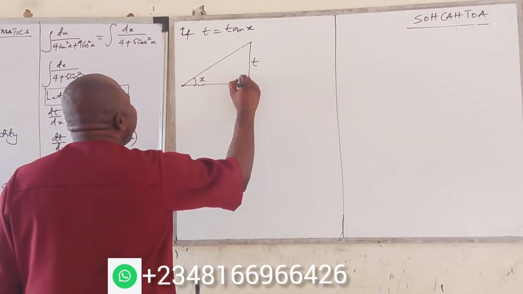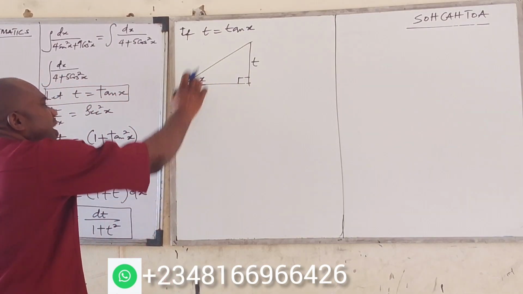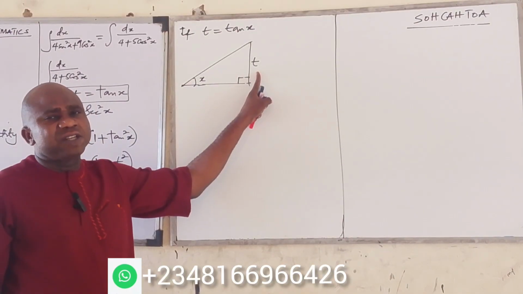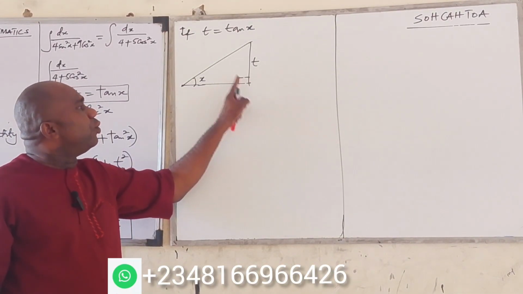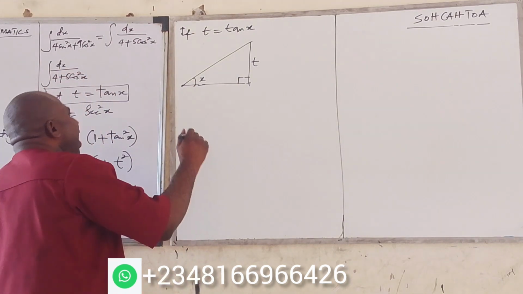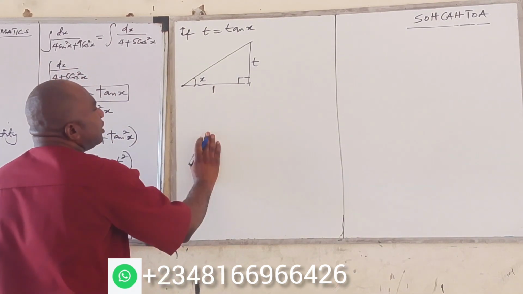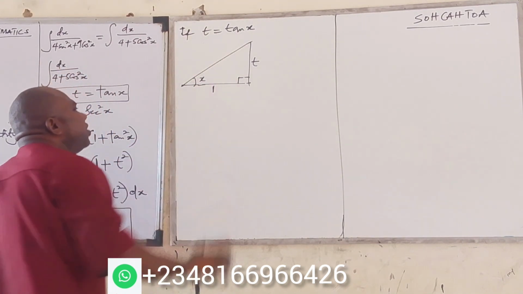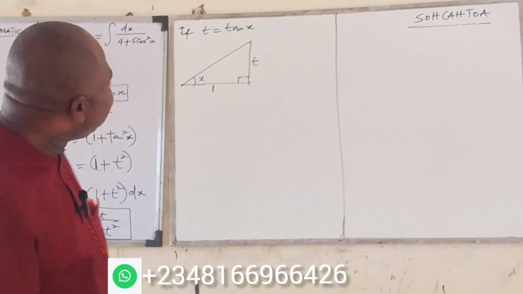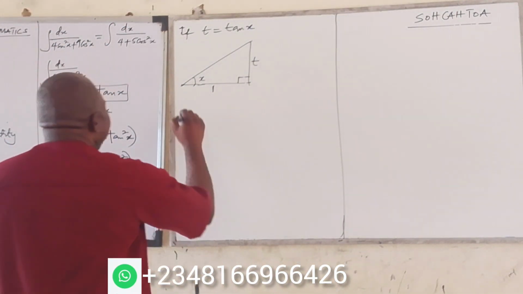Now the side facing our angle 90 is the hypotenuse. Yes, the side facing the given angle is the opposite, the side facing our right angle here is the hypotenuse, and this side is the adjacent. So here this is the same as 1. Yes, tan x is equal to t, and we know that t is the same as saying t all over 1.